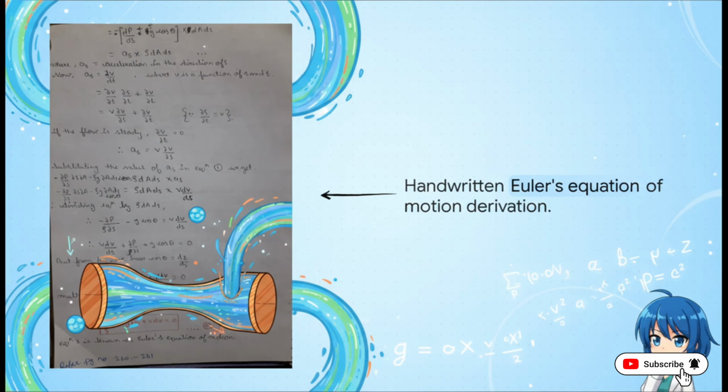From there, we step it up to Euler's equation of motion. This equation helps us map out the precise relationship between pressure, gravity, and velocity in a steady flow. It mathematically proves that, hey, you can't change one of these variables without directly impacting the other.